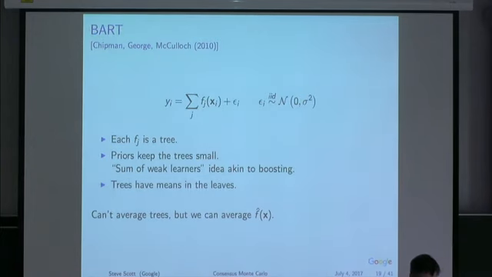You can do this with non-parametric models as well. We tried this with BART, which, for those of you that don't know, is Bayesian additive regression trees. BART is a sum of functions, and each of the functions happens to be a tree. If you think about it, this seems kind of weird.